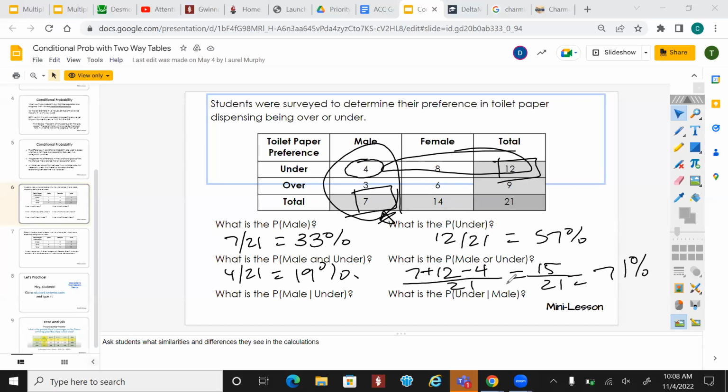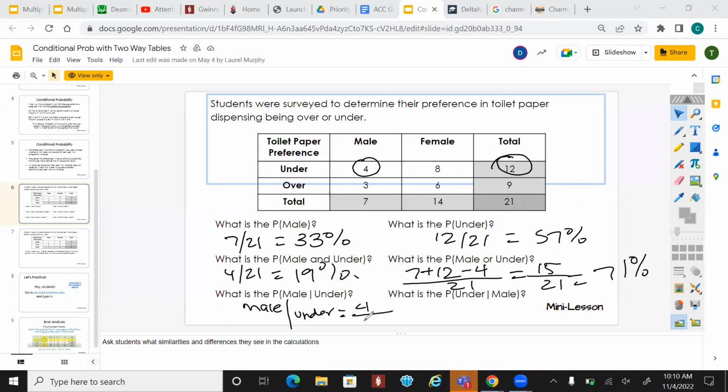Okay, no. That's not what that means. That's something people mess up on. So this next one says, what is the probability of being male given that they are under? The total population of the under is going to be in the denominator, right? And then how many are male? 4. So this is 4 given that they are under. So 4 divided by 12 is 33%.